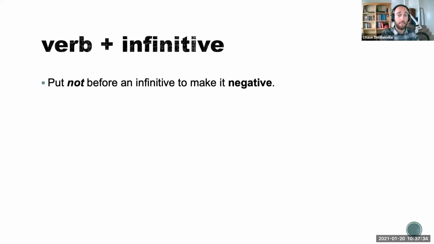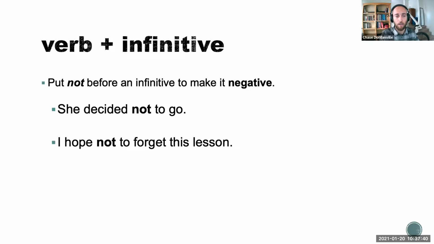Now, to make an infinitive negative, put not before it. She decided not to go. I hope not to forget this lesson. Okay, so it's very simple to make the negative, just put not before the infinitive.